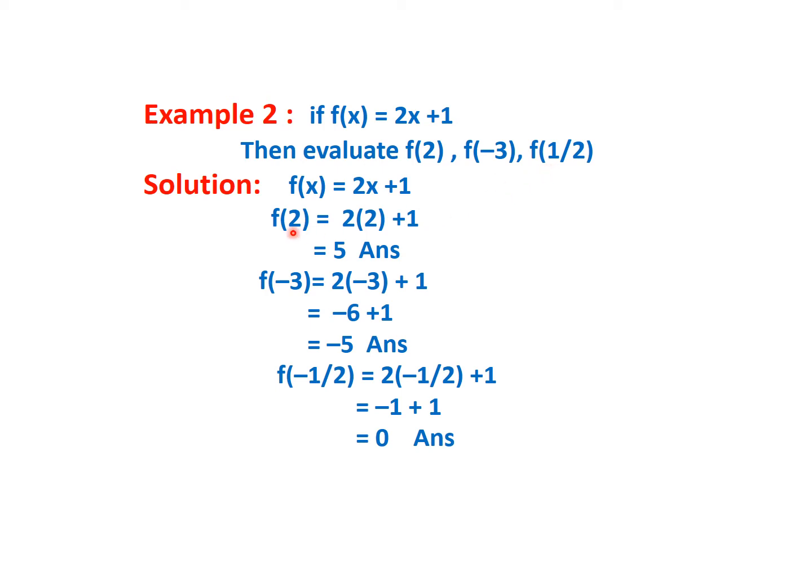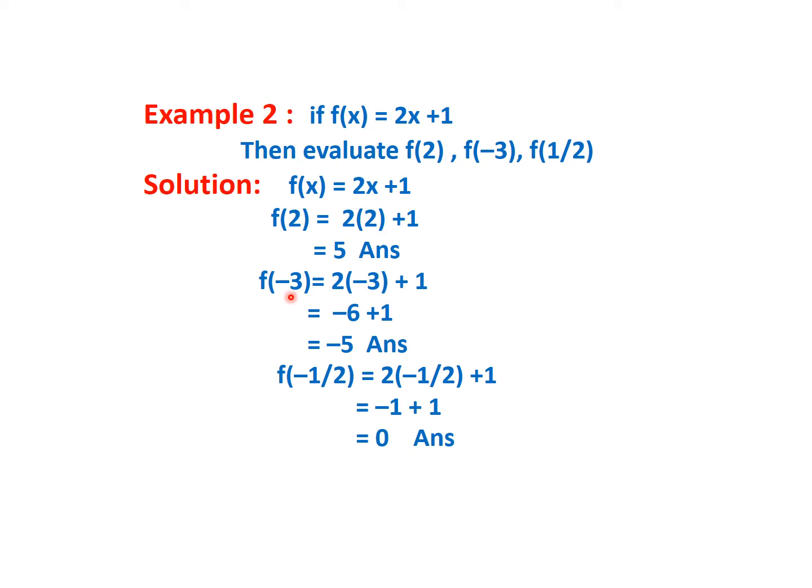We solve these one by one. f(x) equals 2x plus 1 is the given function. Use the value 2 here. We have to calculate the value at 2. For f(2), use 2 instead of the variable x. Now simplify this, and we get the answer 5.